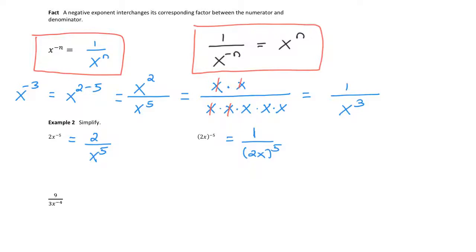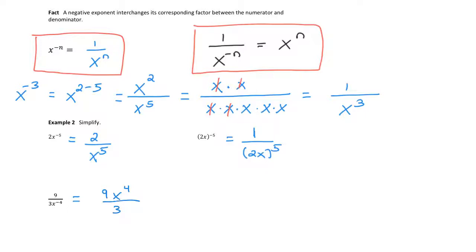And in this very last piece, I have 9 divided by 3 times x to the negative fourth. One way you could start is by saying, this negative 4, it's not attached to the 3, it's only attached to the x. I now have something that looks like this. I can take the part in the denominator and move it up to the numerator. So I'm going to rewrite it up here so it's directly next to the 9. That is, we get 9 times x to the positive fourth over 3.